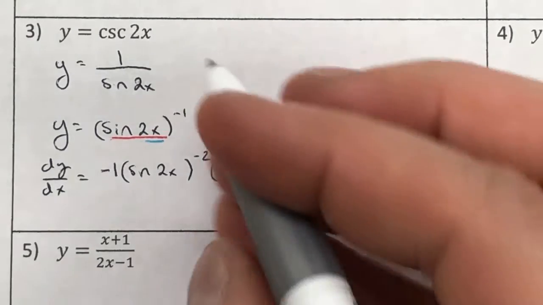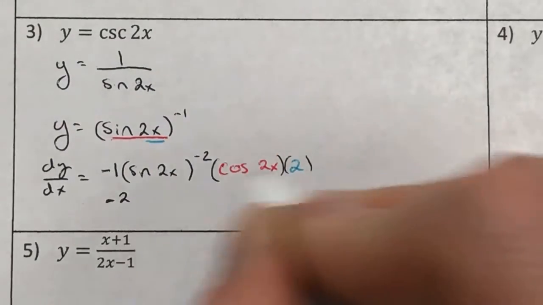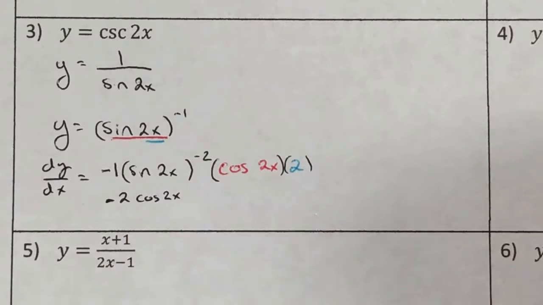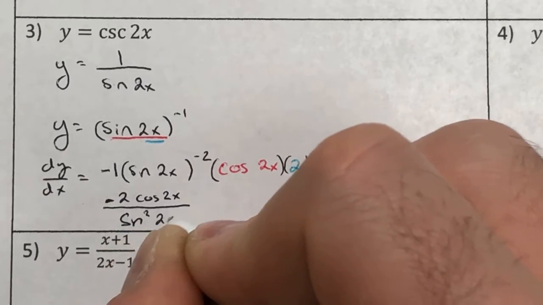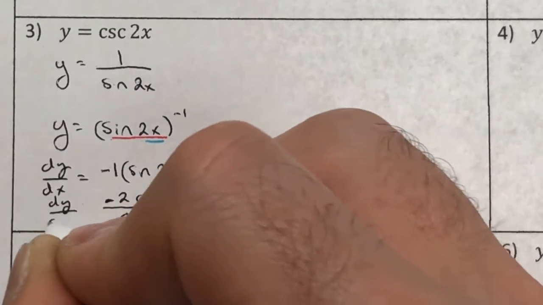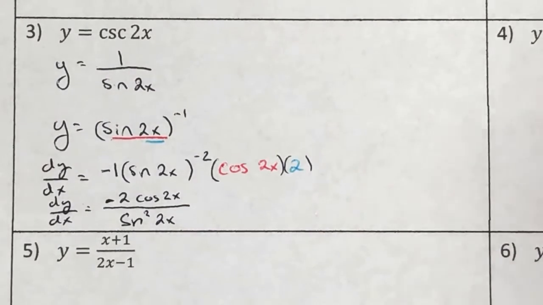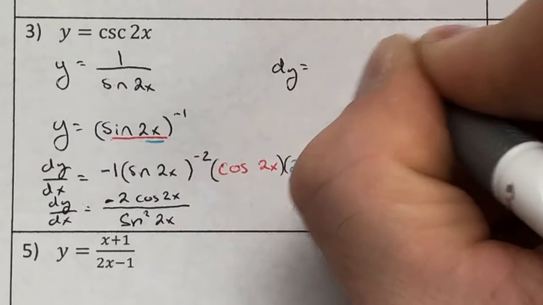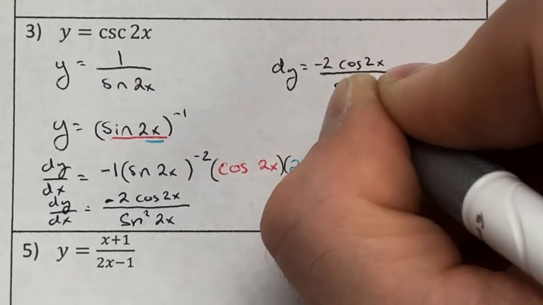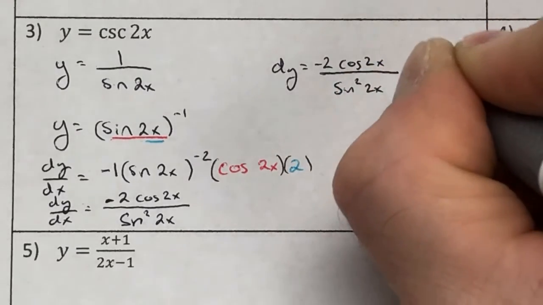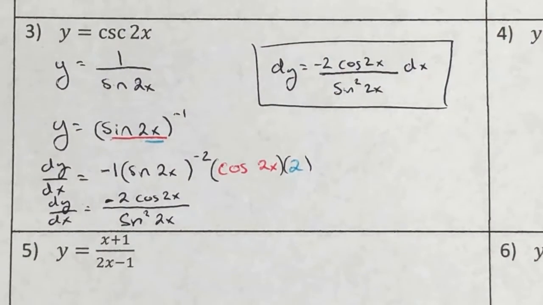Now I'm going to go ahead and clean this all up. What's left up top is negative 1 times 2, so negative 2, and I still have the cosine of 2x. On the bottom, I'm going to have the sine of 2x squared, so I'm going to put sine squared of 2x, dy over dx. And now I'm going to multiply each side by the differential of x, so I'm going to be left with dy is equal to negative 2 cosine of 2x all over sine squared of 2x dx. Boom, Leibniz notation. There we go.